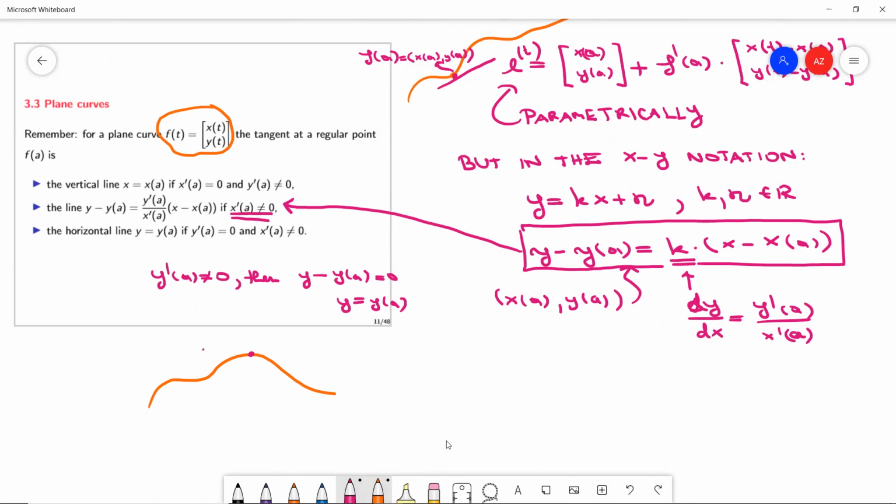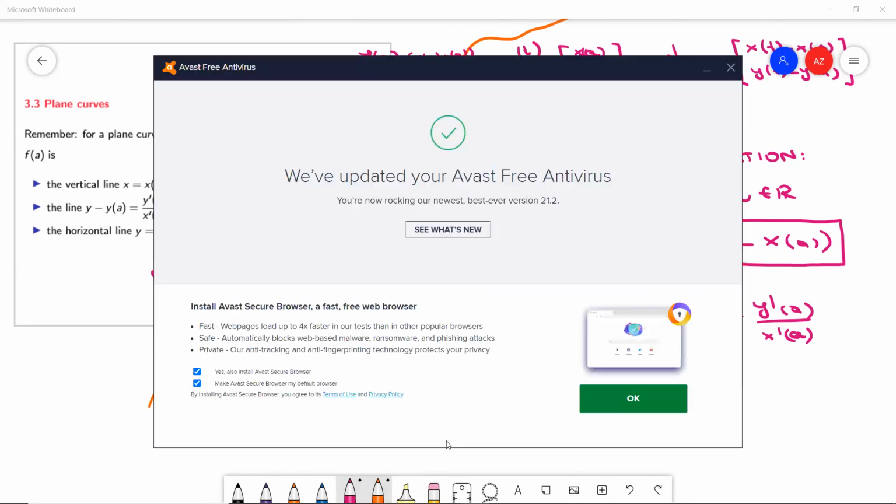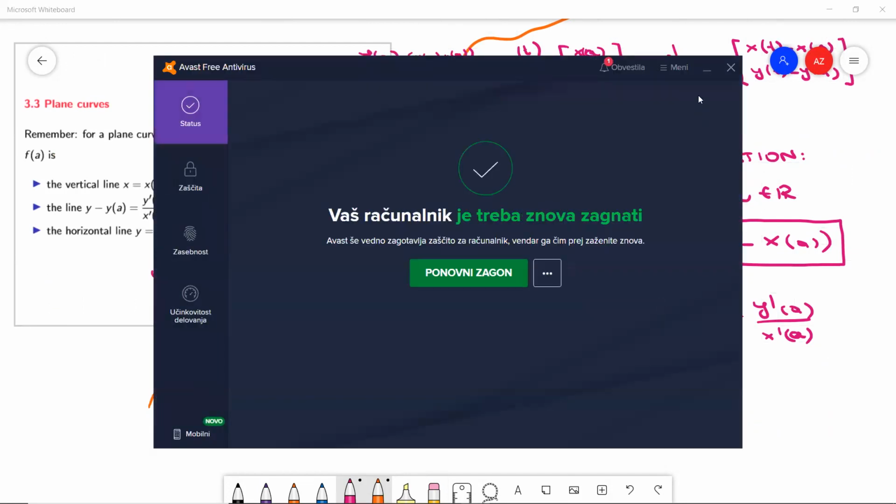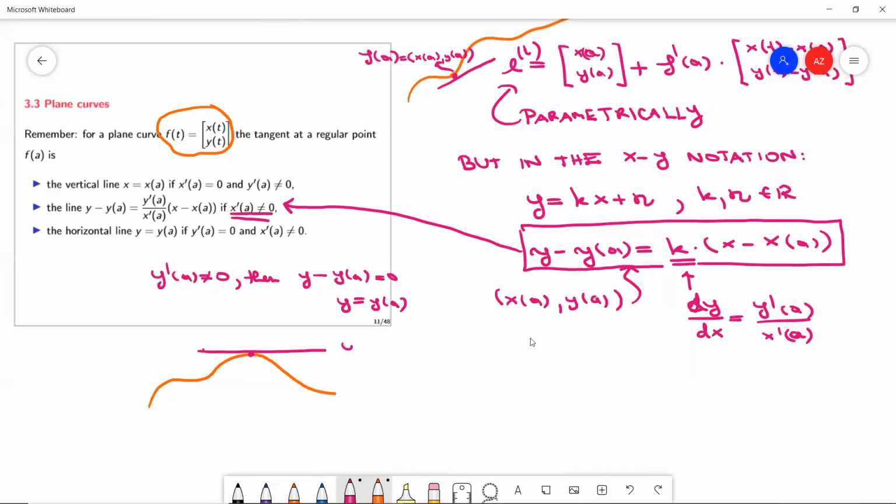This would be in this situation. So here, this is our tangent, so y is equal to ya. It's constant, horizontal. But for the vertical line, if you would like to determine, for example, the tangent of this form, the tangent of this form is in fact x equal to xa, if this is the point xa.